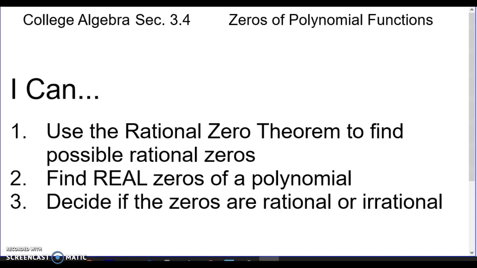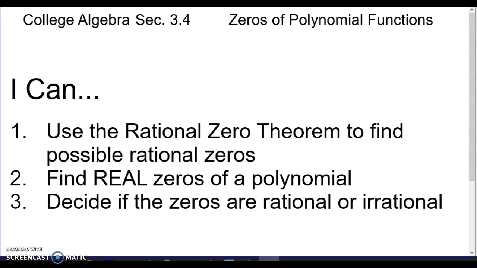Hello everybody! Today we're going to be working on finding zeros of polynomial functions. By the end of this video, you should be able to do the following things. I can use the rational zero theorem to find possible rational zeros. I can find real zeros of a polynomial, and once I've found those zeros, I can decide if the zeros are rational or irrational.